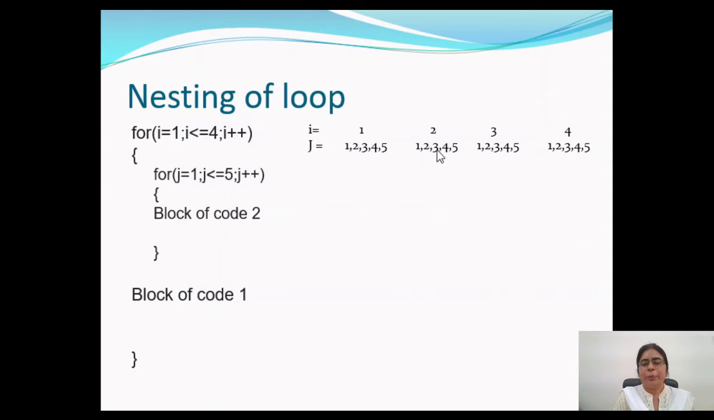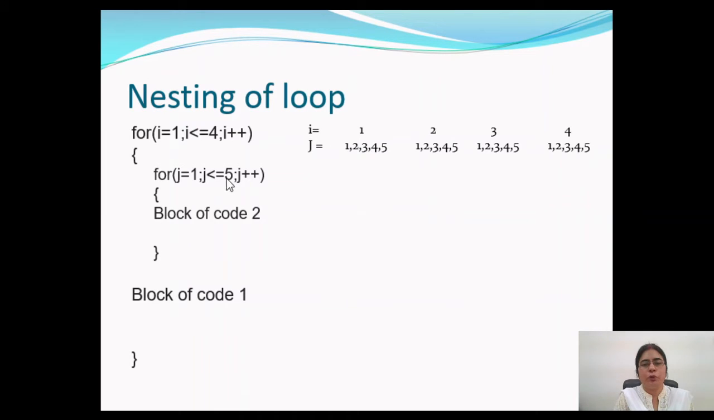I have depicted it here with the help of the values of i and j. For the first value of i, the value of j will be 1, 2, 3, 4 and 5. Again, for the second iteration, when the value of i is 2, the value of j will be 1, 2, 3, 4 and 5. For 3 also and for 4 also, we will have the value of j as 1, 2, 3, 4 and 5. So for every outer iteration of i, the inner for loop with the loop variable j will execute 5 times, with the value of j as 1, 2, 3, 4 and 5.